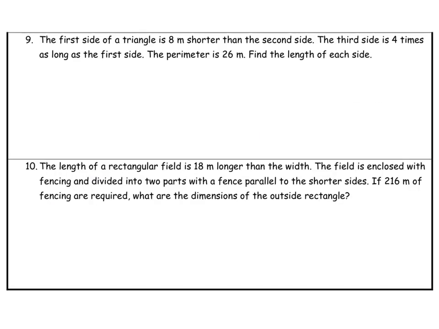Number 9 says the first side of a triangle is 8 meters shorter than the second side. The third side is 4 times as long as the first side. The perimeter is 26 meters. Find the length of each side. I would draw a triangle if needed to see and just label it with what they gave you. The first side is 8 meters shorter than the second side, and the third is 4 times as long as the first. So because the first one is written in terms of the second one, I'm going to call the second one x. So to define the variables, x would be the second side.